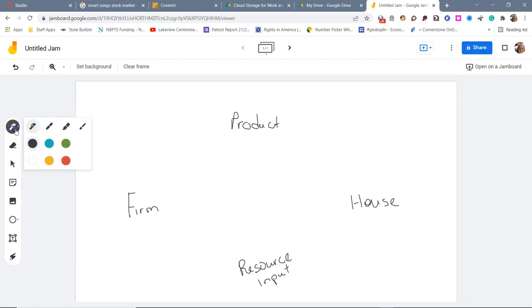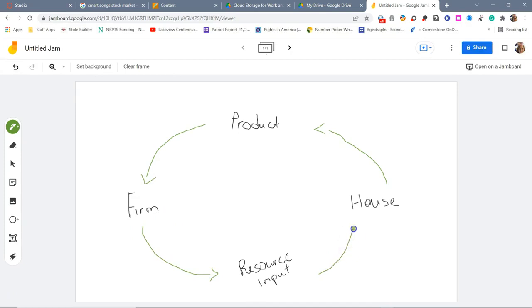I don't want to change my color just because it makes it easier to understand that as we spend money on a product, firms receive it in revenue, they pay for resources, and resources eventually go back to us, whether they are rent, wages, what else? Interest. And so forth.